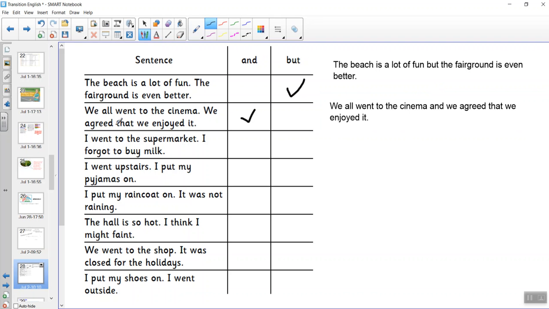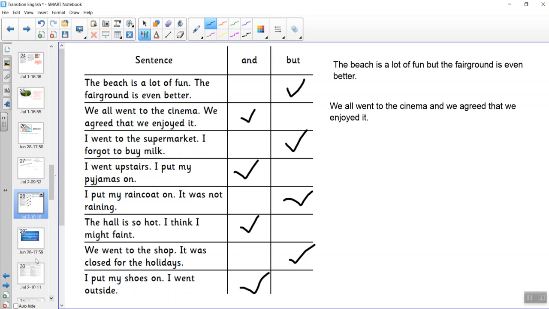Okay, let's quickly whiz through these. I went to the supermarket, but I forgot to buy the milk. I went upstairs and put my pajamas on. I put my raincoat on, but it was not raining. The hall is so hot, and I think I might faint. We went to the shop, but it was closed for the holiday. I put my shoes on, and I went outside. Well done if you got those.